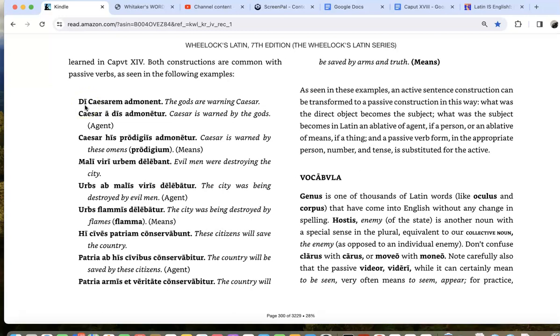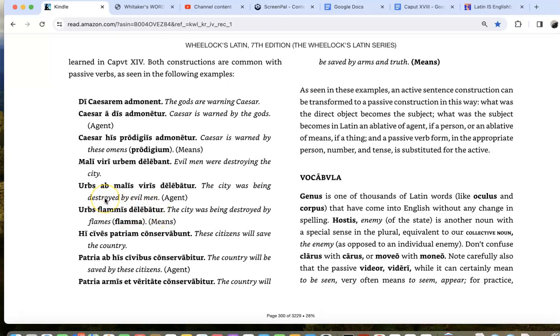Here we have the gods are warning Caesar, dei Caesarem admonent. We take the same idea and put it in the passive. Caesar a deis admonetur. I'm not going to go over all these examples. Another one that I think is interesting is the city was being destroyed by evil men. So there's our ablative of agent, ab malis. Urbs ab malis viris delebatur. We're going to take that same idea, which is an active voice, and put it into passive. Urbs flammis delebatur.